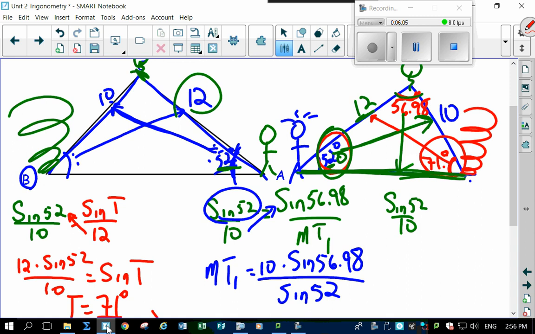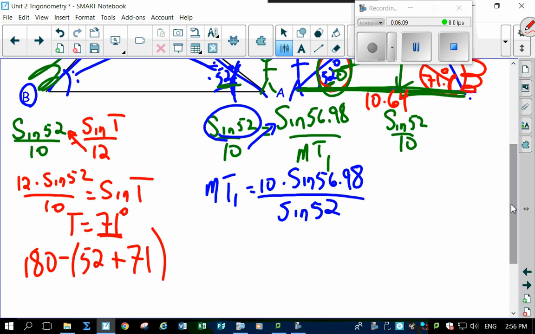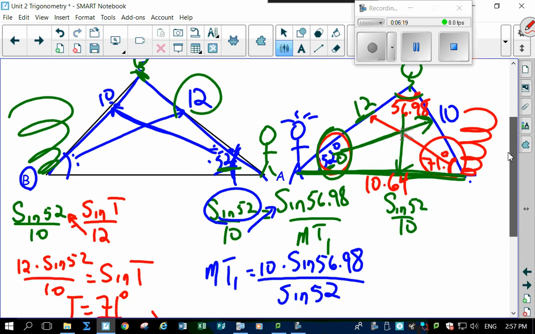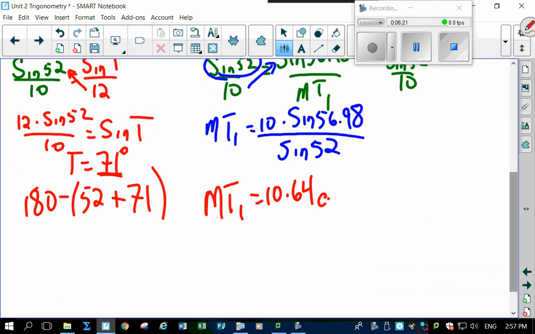Okay, so this is now 10.64. We can figure this out. Everything's happy. 10.64. Now, 10.64 what? Remember your distance all the way back here was in centimeters. So in this case, it is now centimeters. There's your first distance. Now, remember, we're dealing with the ambiguous case.